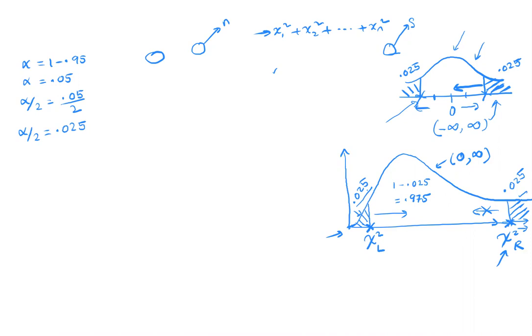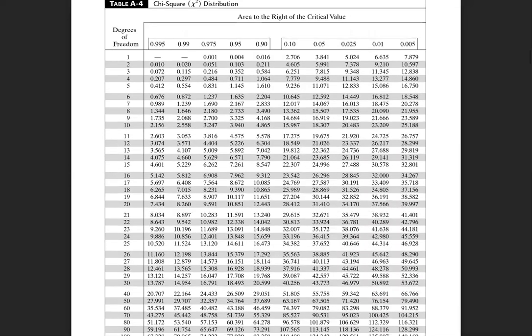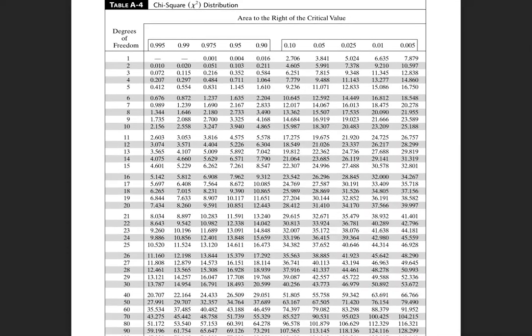Now let's go ahead and find these values on the table. Look at this table. The first column is the degrees of freedom. Our degrees of freedom is n minus 1, which means 10 minus 1, 9. So we are going to be looking at row number 9.